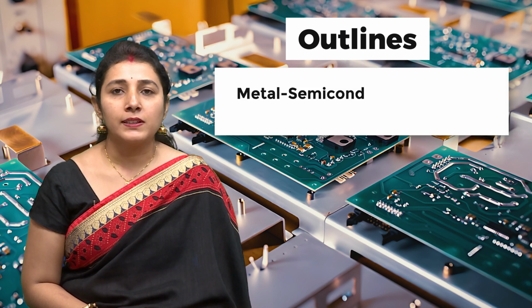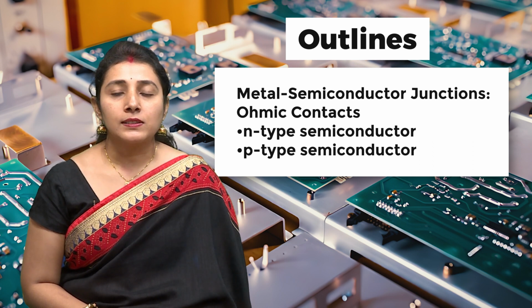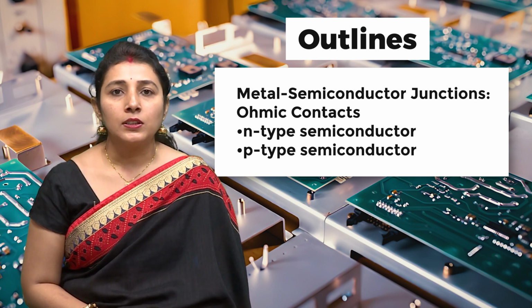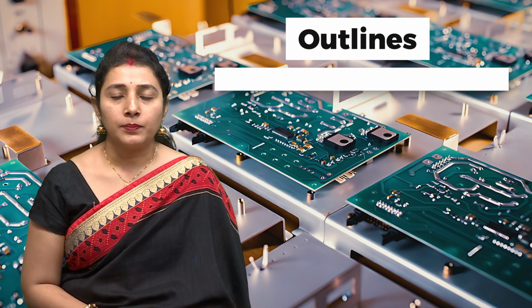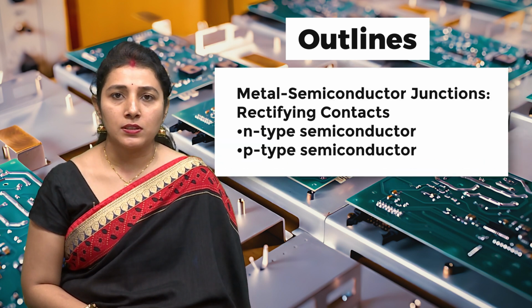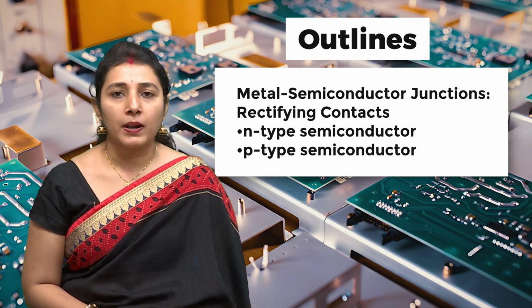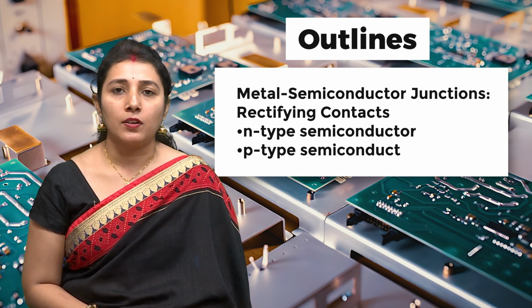We will discuss metal semiconductor junctions, in which we will discuss ohmic contacts: for n-type semiconductors, where the work function of the metal is smaller than the work function of the semiconductor, and ohmic contacts for p-type semiconductors, where the work function of the metal will be greater than the work function of the semiconductor. We will discuss metal semiconductor junctions for rectifying contacts for the n-type and p-type semiconductor. For the n-type semiconductor, the work function of the metal will be greater than the work function of silicon, and for the p-type semiconductor, the work function of the metal will be less than the work function of silicon.